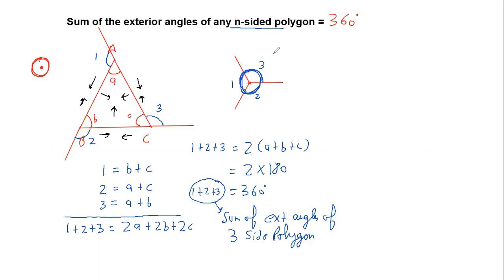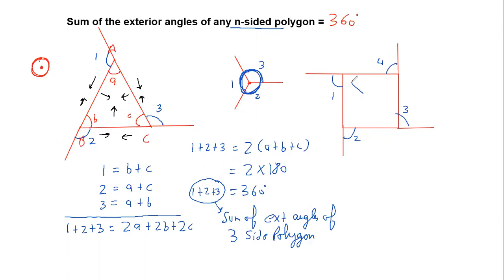I can take one more example of a quadrilateral. So for example, if I say there's a quadrilateral, and for this quadrilateral I want to draw the exterior angles, so I'll extend the lines. Let's say I extend them anti-clockwise like this. So I extend these 4 lines. Now, let's say the 4 exterior angles: this is angle 1, this is angle 2, this is angle 3, and this is angle 4.